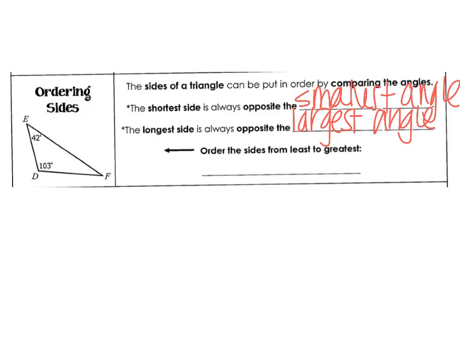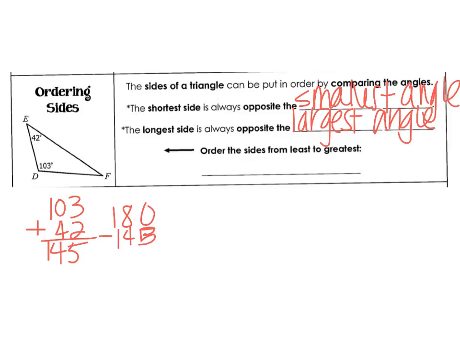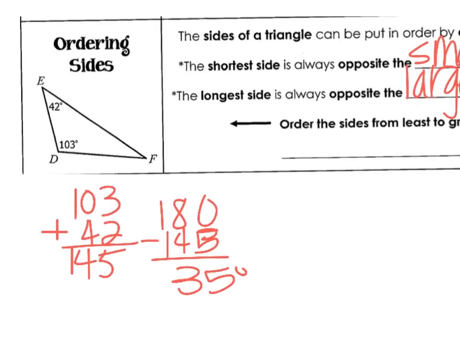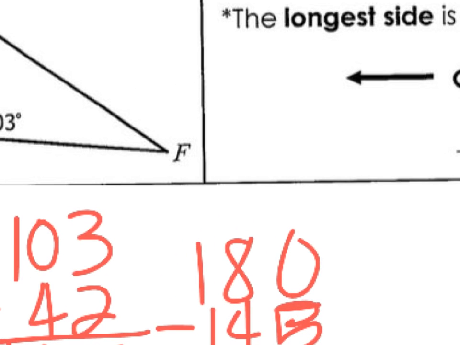So first of all, we only know what two of these angles are, but we know that all three angles have to add up to 180. So if we add 103 plus 42, we get 145. 180 minus 145 gives us 35 degrees. So we know that angle F has to be 35 degrees.